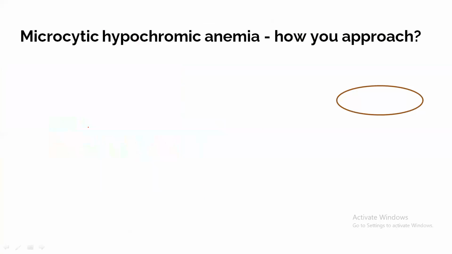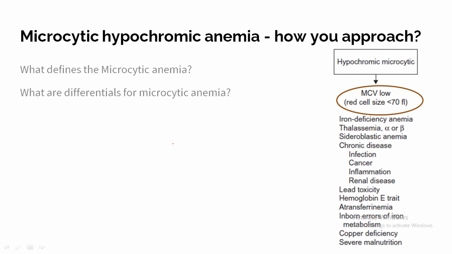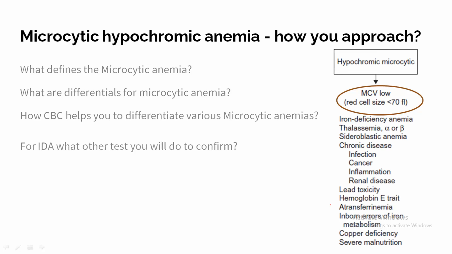So the next important thing is, whenever you are looking at microcytic hypochromic cells, you need to know the differential diagnoses, and how to differentiate them based upon various clinical parameters. These are some of the common differential diagnoses for microcytic anemia: iron deficiency, thalassemia, sideroblastic anemia, lead toxicity, hemoglobin E trait, atransferrinemia, and aceruloplasminemia. How the CBC helps to differentiate the various microcytic anemias, we have already discussed. MCV and RDW are extremely important to differentiate the various microcytic hypochromic anemias.